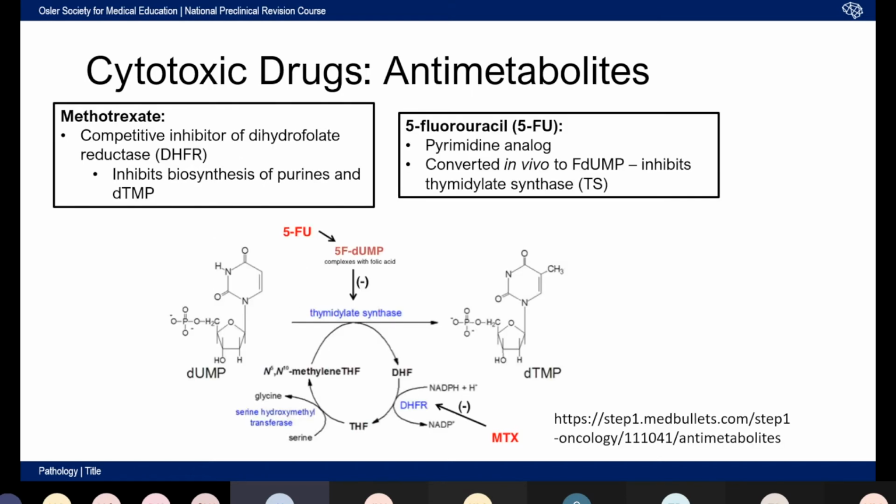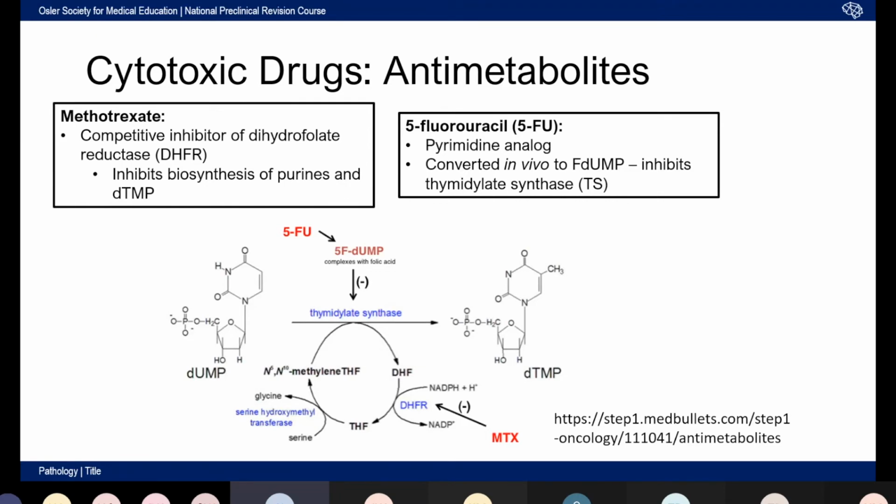Cytotoxic drugs. The first type is antimetabolites. So a good example of these is methotrexate and 5-FU. So methotrexate is a folic acid analogue and therefore acts as a competitive inhibitor of dihydrofolate reductase. And it inhibits RNA synthesis and DNA replication. So stops the cell being able to divide.